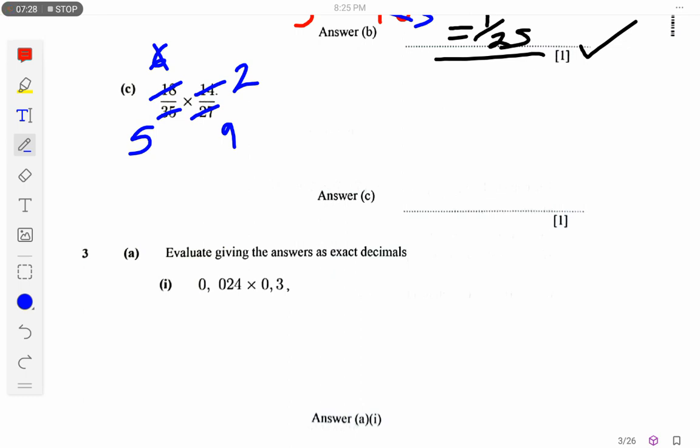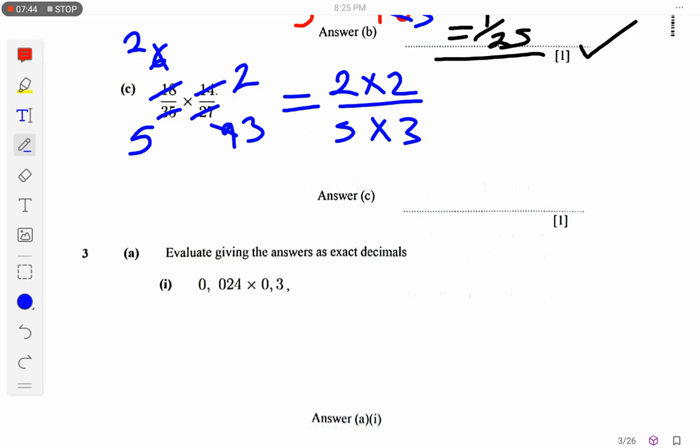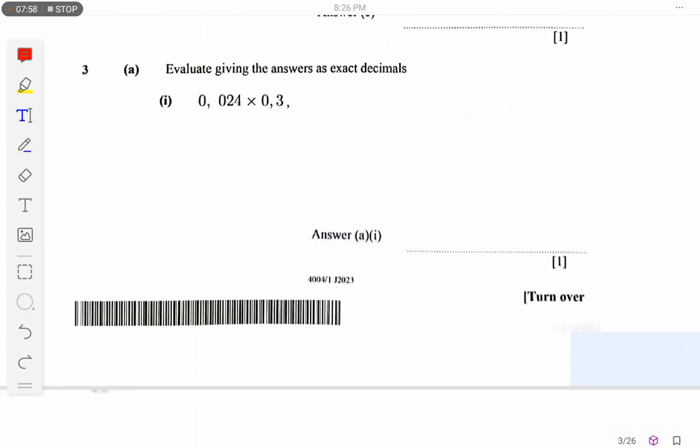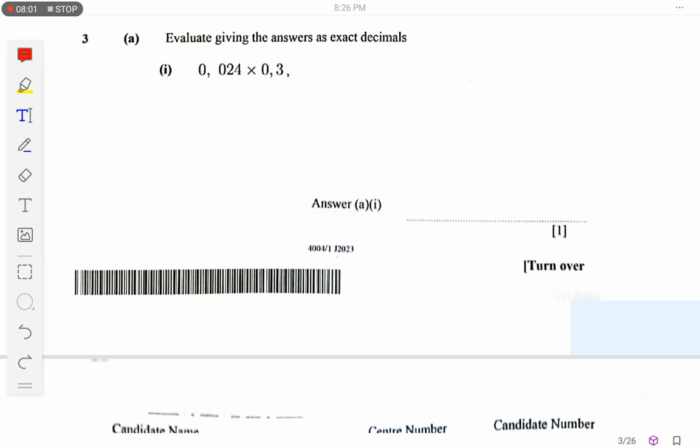I have 3 into this one. That will give me what? A 2 here and a 3 here. So I'll have 2 times 2 over 5 times 3. So 2 times 2, that is a 4, over 5 times 3, that's a 15. We simplify it and we leave it like that. It cannot be further simplified. Let's move on. Here come the decimal numbers.